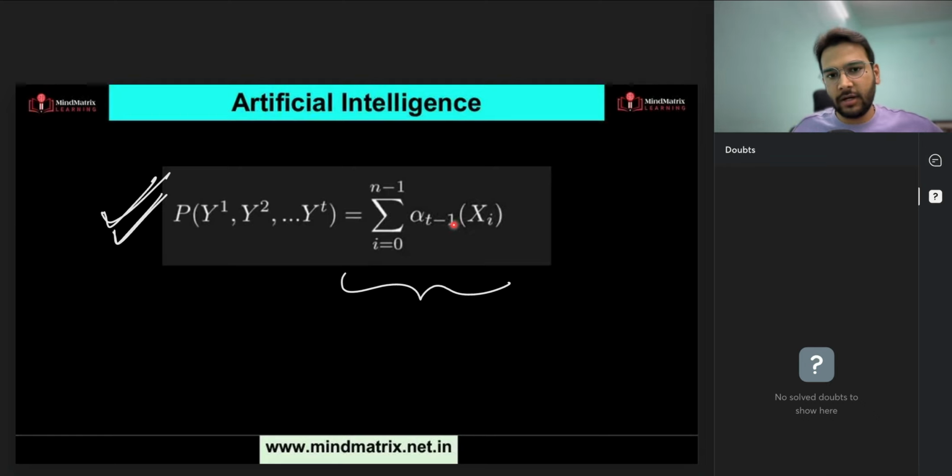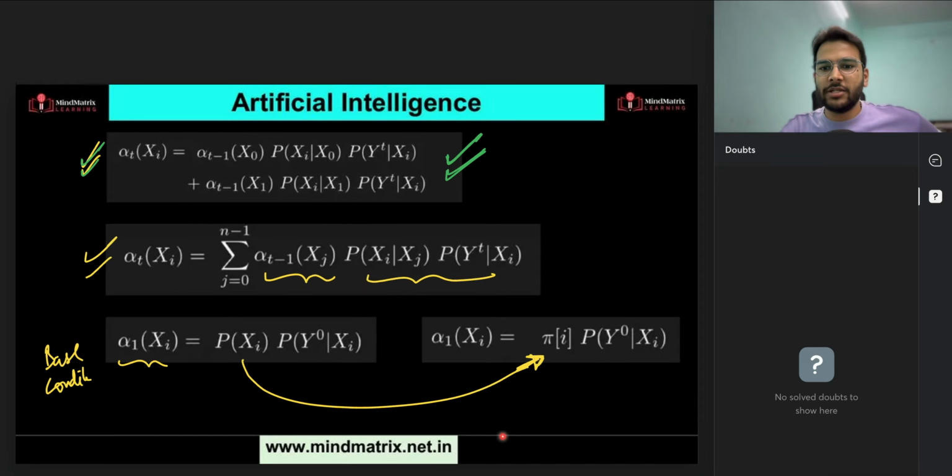It should be alpha t, right? Not alpha t minus 1. It should be alpha t. Because if three states are there, 1, 2, 3, then in that case it would be alpha t, alpha 3, starting from alpha 3. Yes, so it should be alpha t only. Fine.